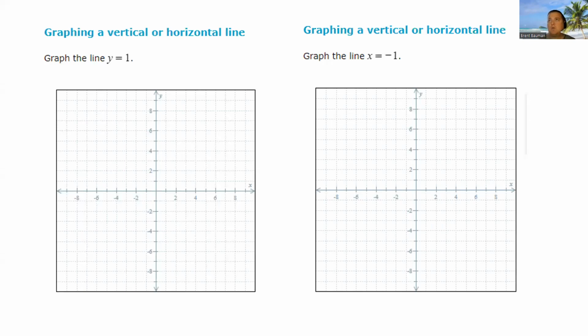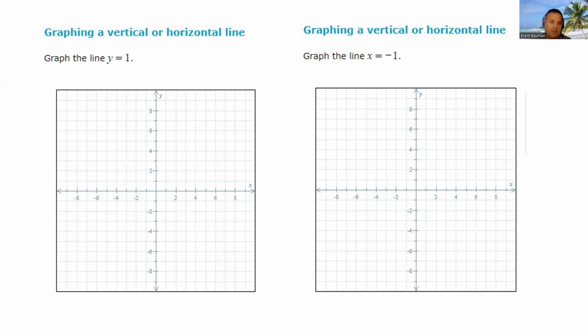Hello, class. I wanted to go over graphing a vertical or horizontal line. So these are just special cases of our linear equations that we're going to graph. And we've talked a little bit before about graphing a linear equation when it's in the slope-intercept form, the y equals mx plus b format. So these are just special cases that should be a little easier to graph once you understand what we're working with.